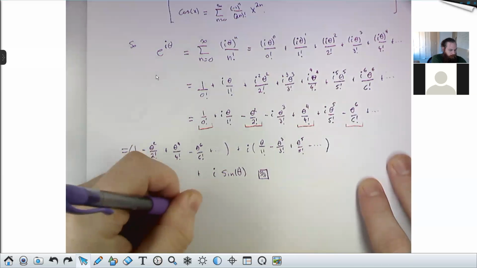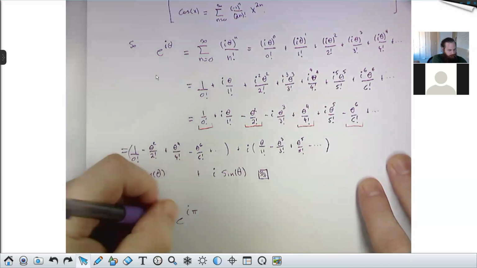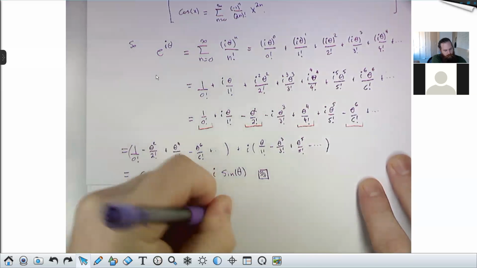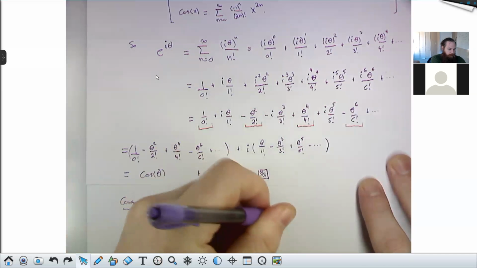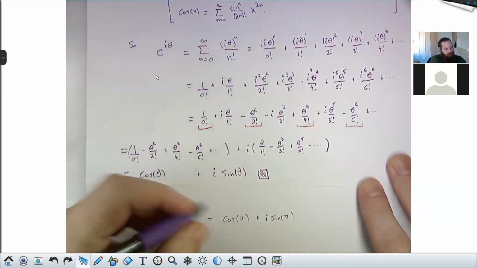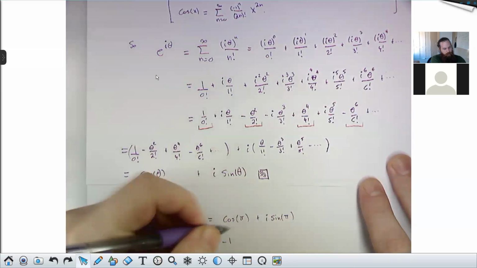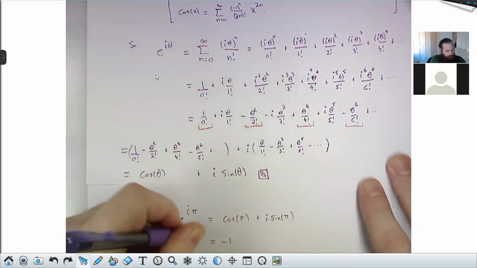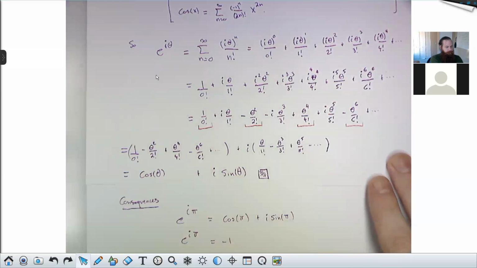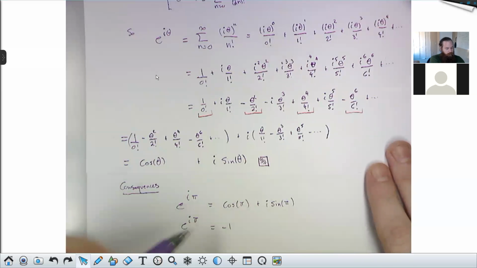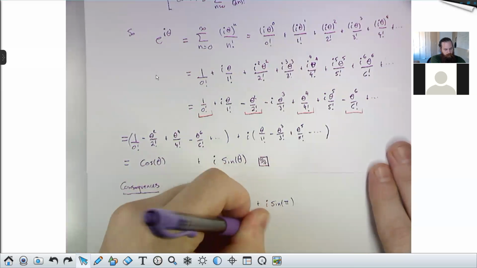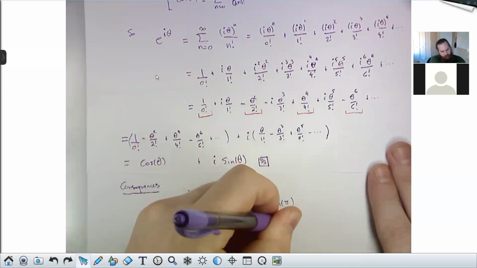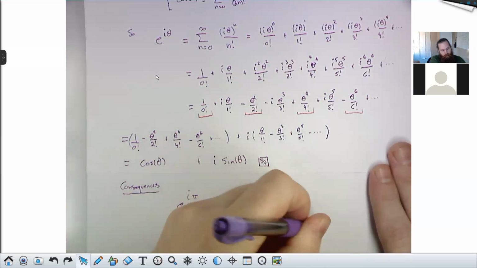If I take e and I raise it to the i times pi, then I would get the cosine of pi plus i times the sine of pi. Well, the cosine of pi is -1, and the sine of pi is 0, so e to the i pi is -1. True story. If you take pi, multiply it by i, then raise e to that number, you get -1. Another way of saying this is e to the i pi plus 1 equals 0.